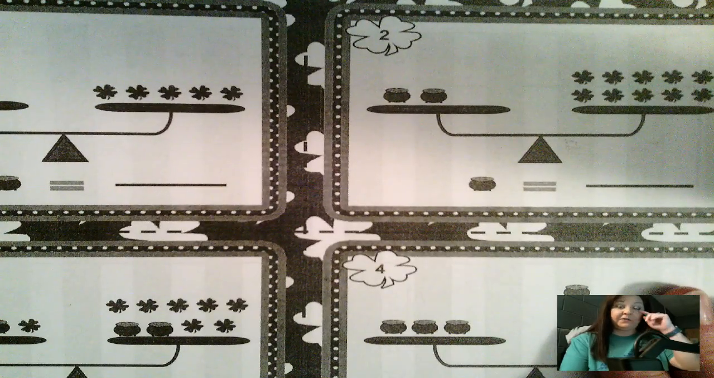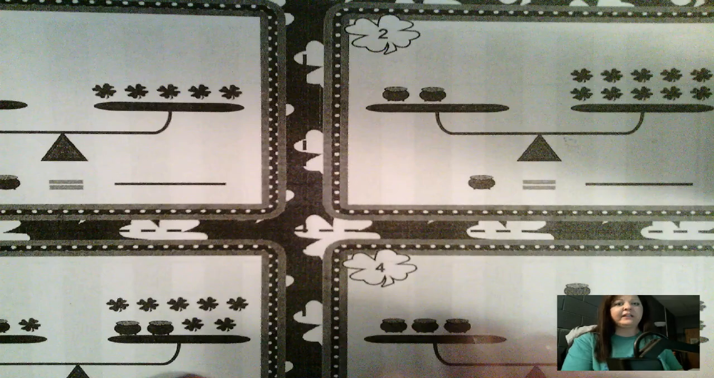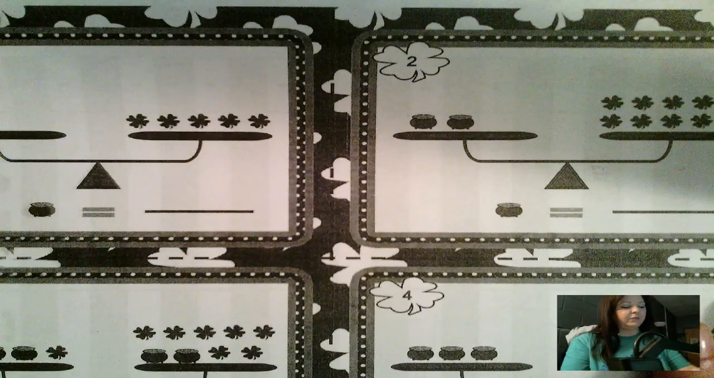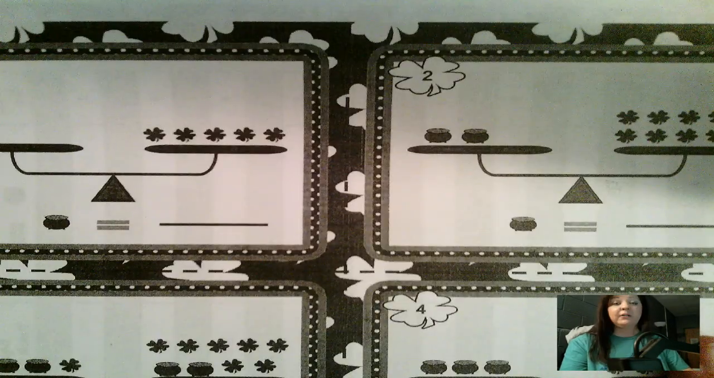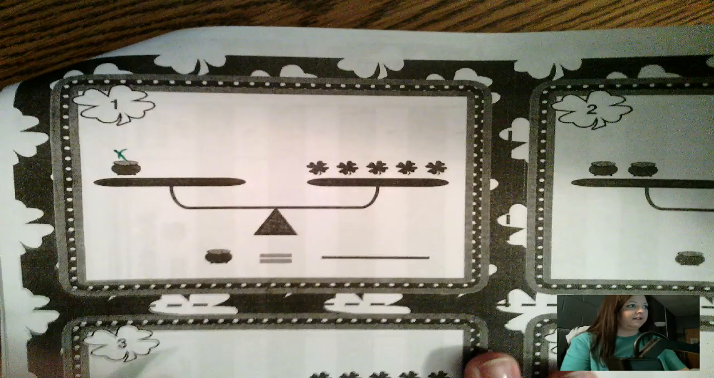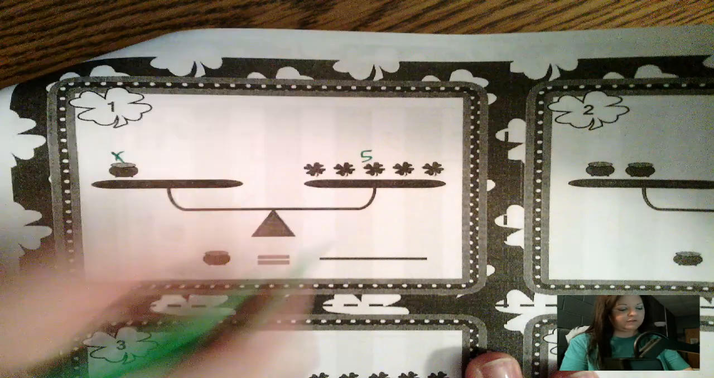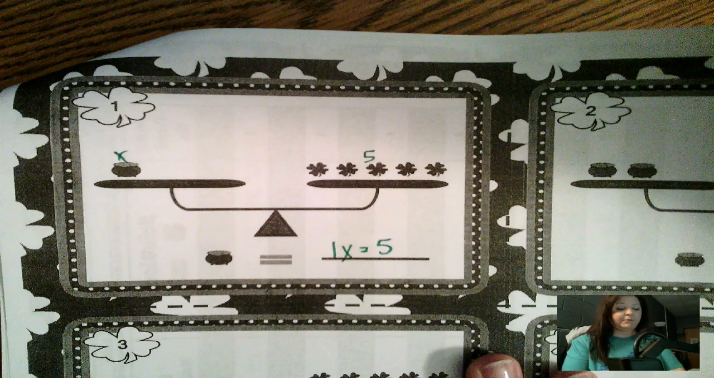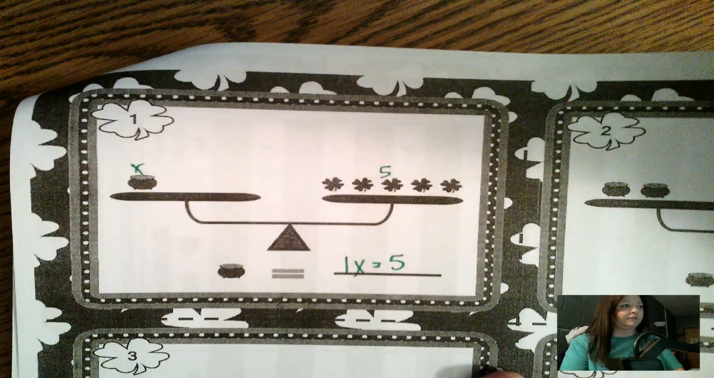All right, so let's flip on to the first page. So this is what I want to do. I want to go ahead and just solve these clover cards and get the answer, and then we can match the answers up to the equations. So let's see, we know our pot of gold is our variable. So x, right? x is equal to 5 clovers. So 1x or x is equal to 5. And that was our example. So we know that clover card 1 equals 5.